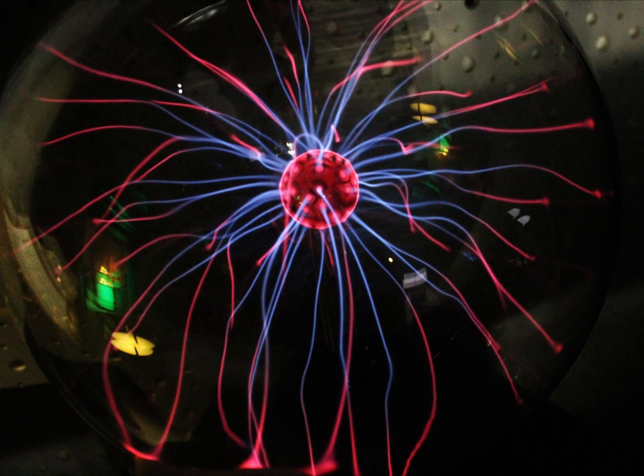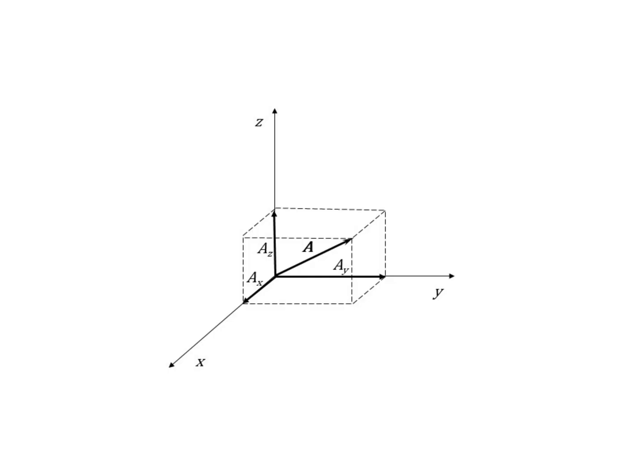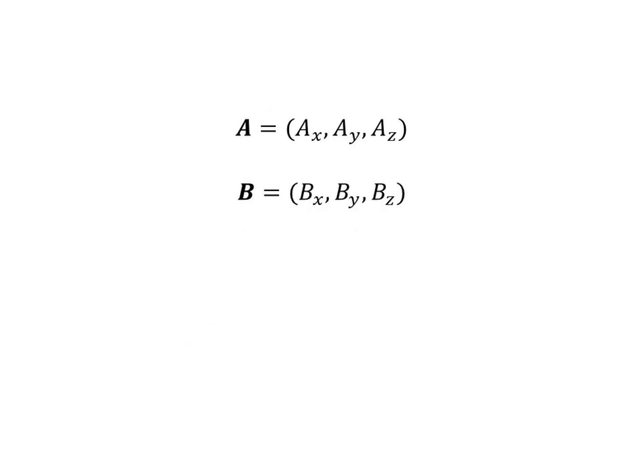We will consider vectors in a three-dimensional space, which means that each vector A can be decomposed into three components along arbitrarily selected perpendicular axes x, y, and z. Let A and B be vectors with the components ax, ay, az, and bx, by, bz. These components are just ordinary numbers.